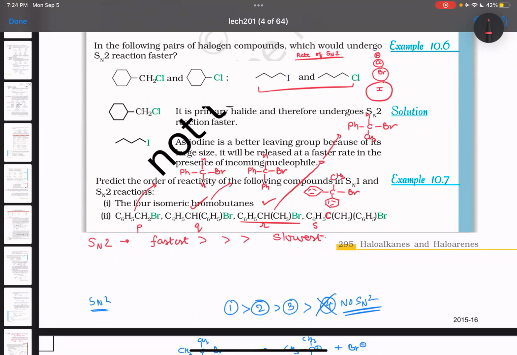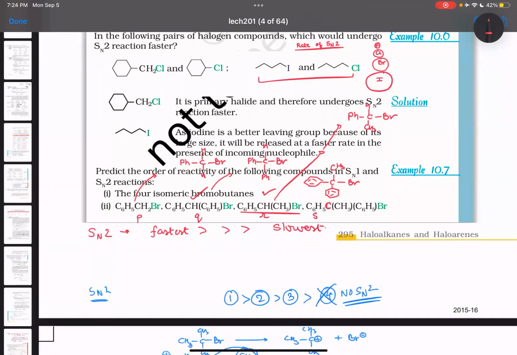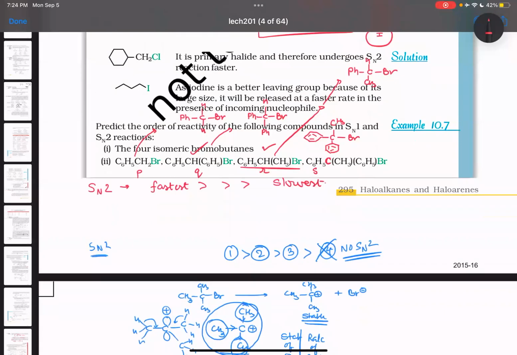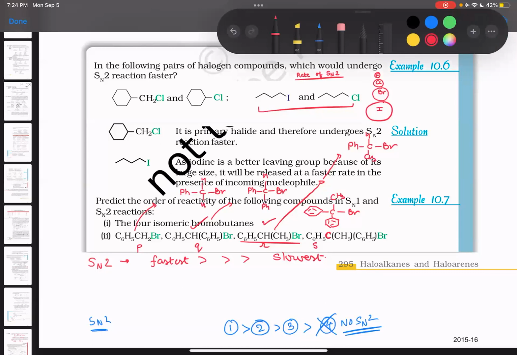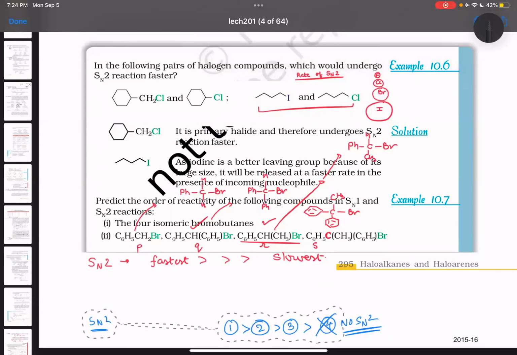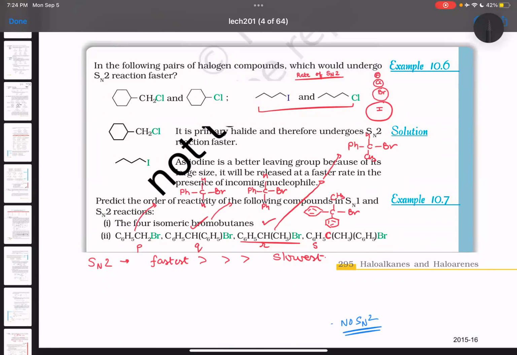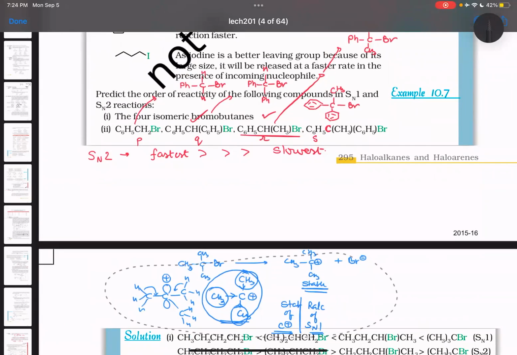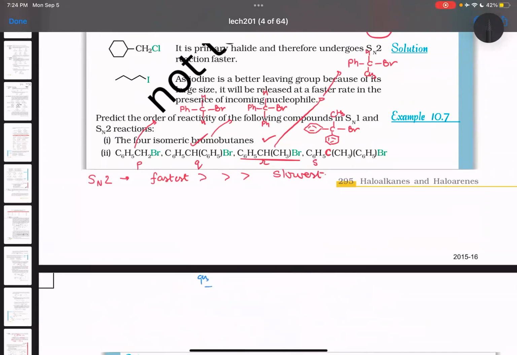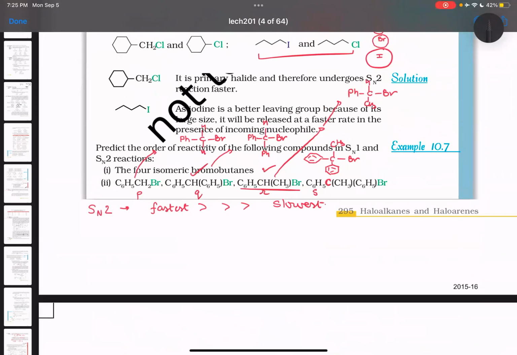Yeah, Imad, Absar, the hint is that you need to think where the steric hindrance is more or less. That you need to think. Okay. Now, what's going to be the answer? For SN2 reaction, and SN1 reaction also you can try.